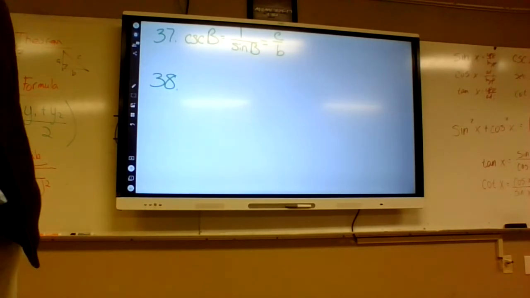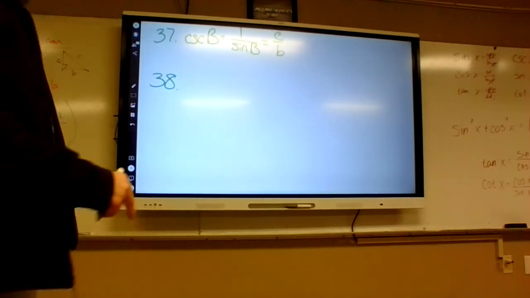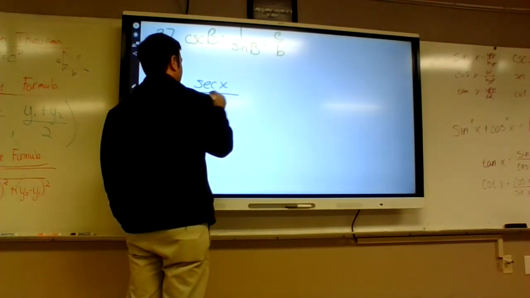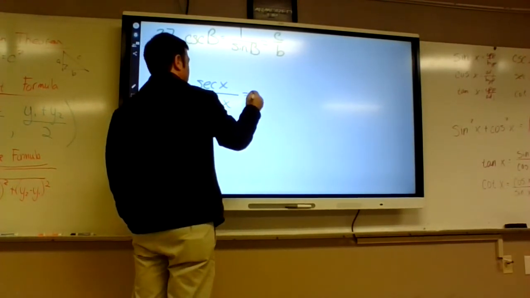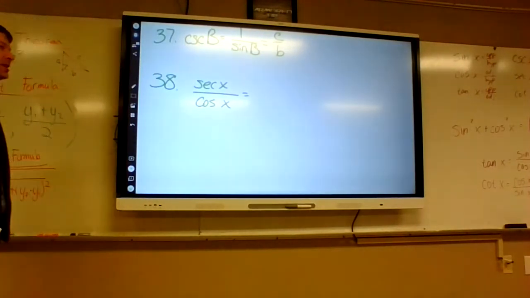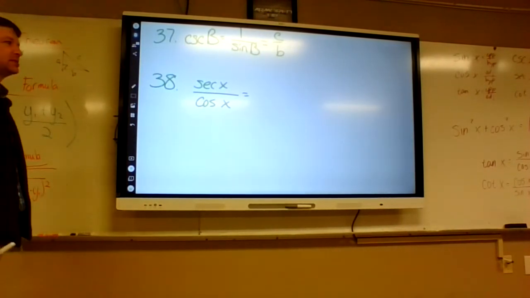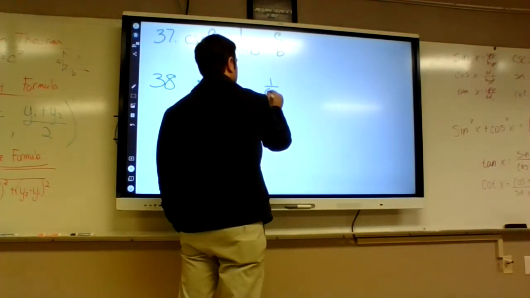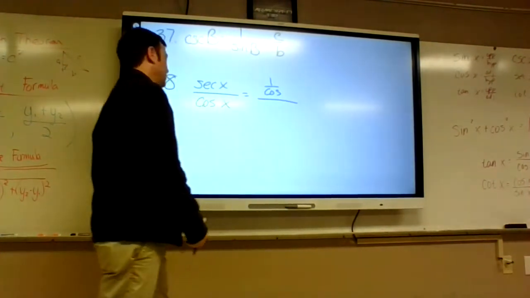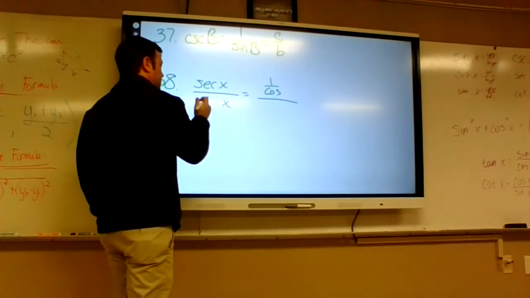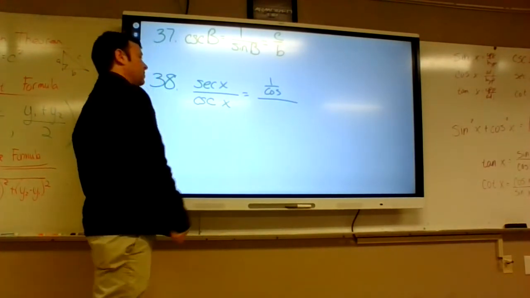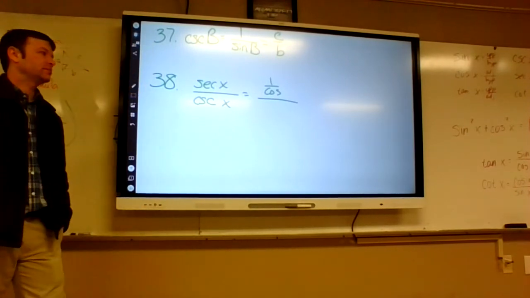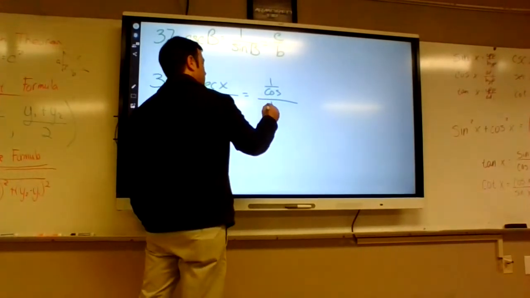Just for Jaden's sake. Secant x over cosecant x. So we're supposed to rewrite it. What's secant the same thing as? 1 over cosine. Whoops, this is supposed to be cosecant, I wrote it wrong. What's cosecant the same thing as? 1 over sine.